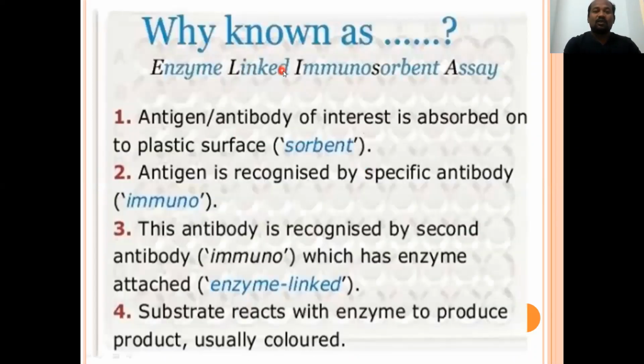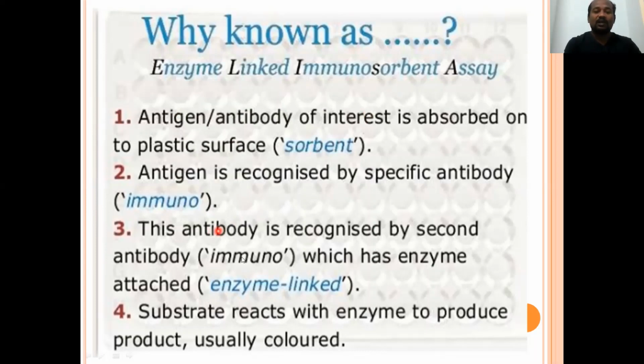So why is it called ELISA, enzyme-linked immunosorbent assay? Why is it named ELISA? The name ELISA uses the word sorbent, which means adsorbent. Antigen or antibody are linked or adsorbed to the plastic surface. That's why it's called sorbent. And the antigen is recognized by a specific antibody. There will be an immunological reaction. That's why immunosorbent.